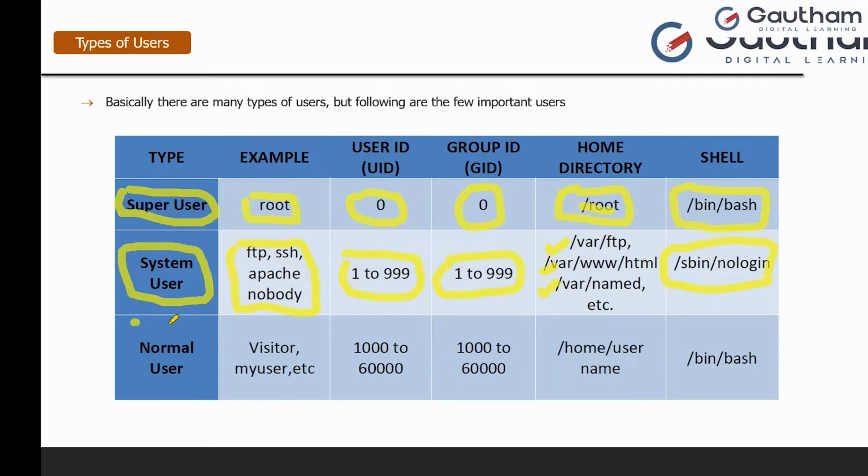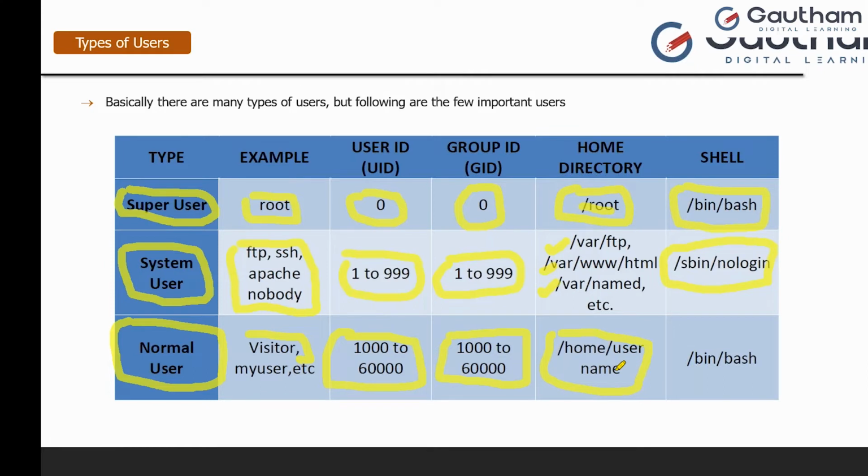Then the last type of user we have is a normal user, which is a very ordinary user. It can be any user with your name, my name, etc. The IDs reserved for them, both the user ID and the group ID, are 1000 to 60,000. And the home directory for every user will be /home/username. Suppose you have a user Musab, then you will get the home directory /home/musab.